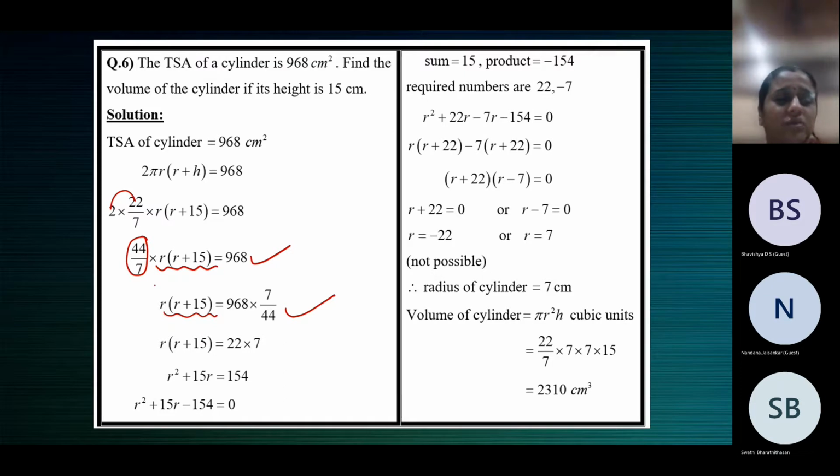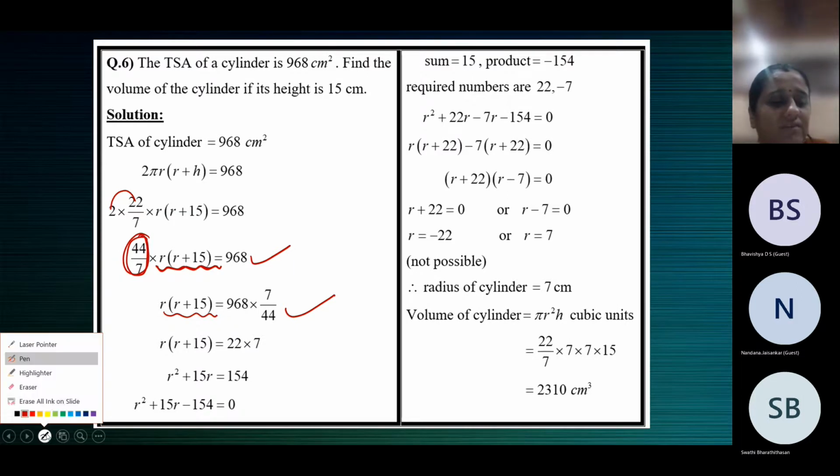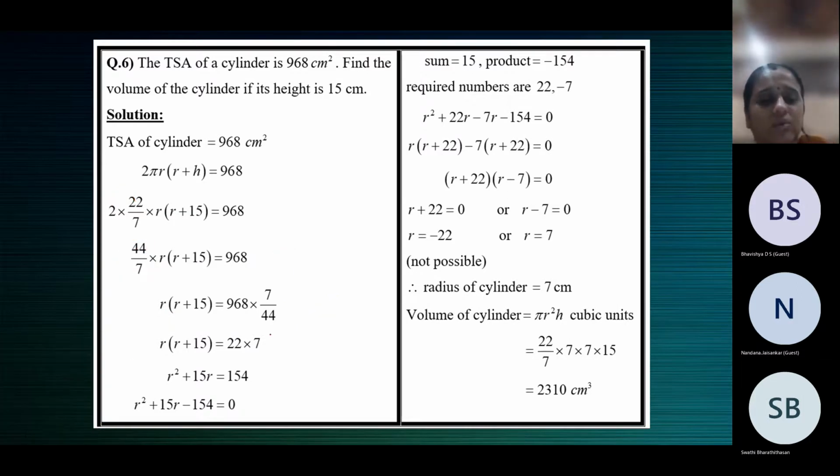Okay, so we have this r into r plus 15 on the same side. We transpose 44 by 7, so that becomes 7 by 44 on the other side. Now we'll have to cancel. So on simplifying these two, you get 22. So r into r plus 15 is equal to 22 into 7. That's how it's 22 into 7, because when you simplify, you get 22.